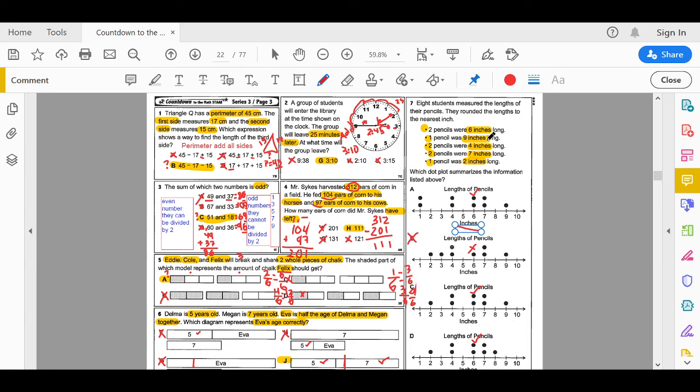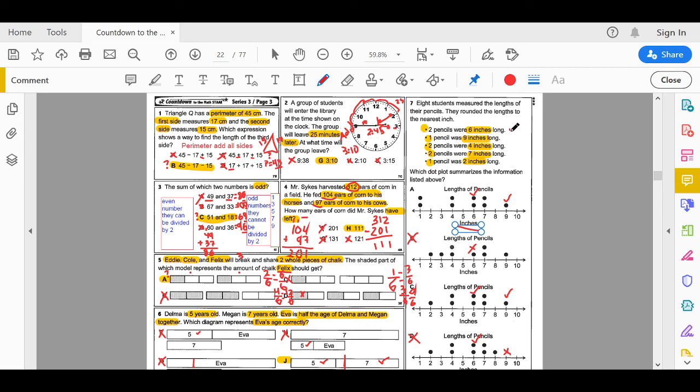1 pencil was 9 inches long. Let's go to the 9. There should be 1. This one is correct. Letter C, this one is correct. And letter D, no, it's not correct. So we can already cross out letter D. It is not a good option. Okay, we only have letter A and letter C as our options.